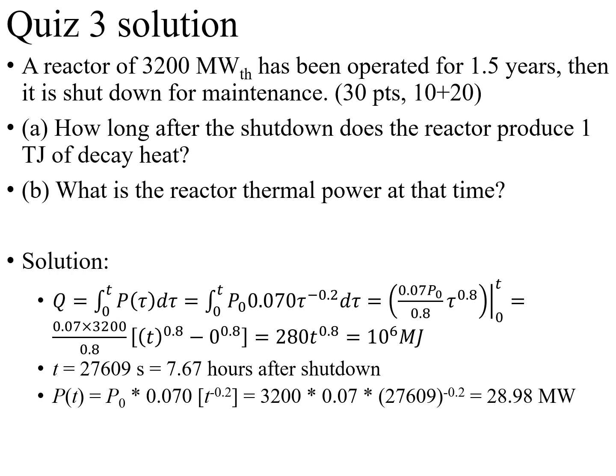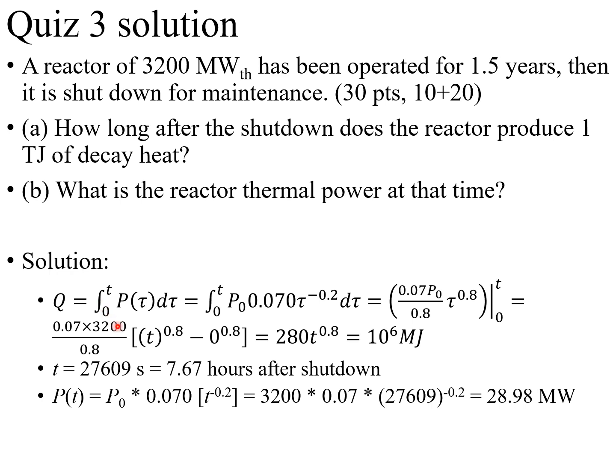After reactor shutdown, it will continue to produce decay heat. At what time is the total amount of decay heat produced equal to 1 terajoule? The reactor has been operated for 1.5 years, which is quite a long time compared to the time period after shutdown. So we can assume that the reactor has been operated for an infinite amount of time.